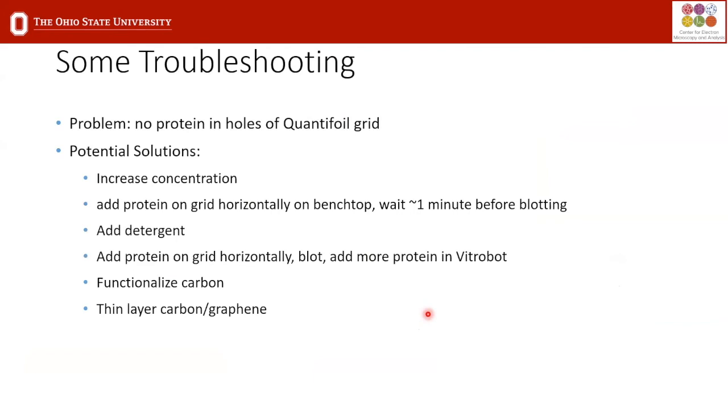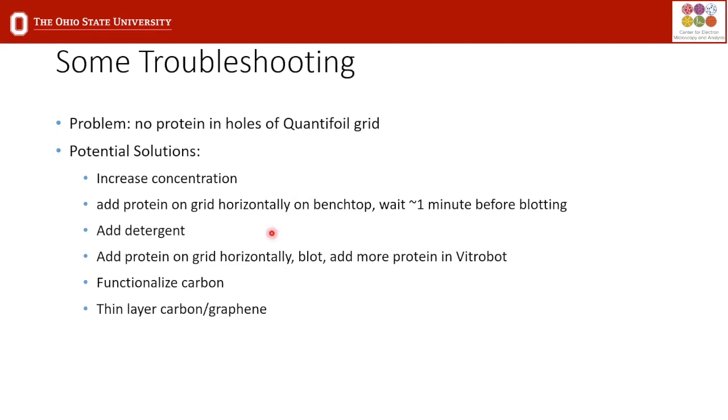So now we get to the actual troubleshooting. You've made your grids, you've done everything you can to minimize contamination, but you're still seeing some problems with your grids. One common problem is that you get to the microscope and you don't see any protein in the holes of a Quantifoil grid. Some potential solutions: the most straightforward thing to do is to increase your sample concentration. I know that in some cases, that's not always an easy thing to do. Like if your protein is produced in mammalian cells, for example, that can get pretty expensive and difficult.